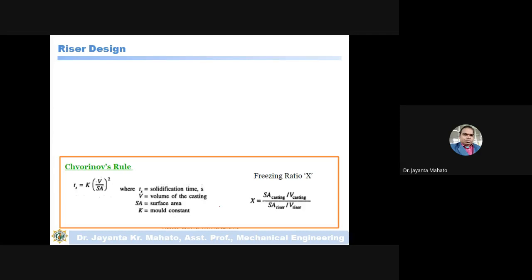From this rule, the solidification time can also be calculated from this formula, that is Ts equal to K into V divided by S into A. Here V is the volume of the casting, SA means surface area, and K is a constant, the mold constant. Just putting these values, you can get the solidification time.